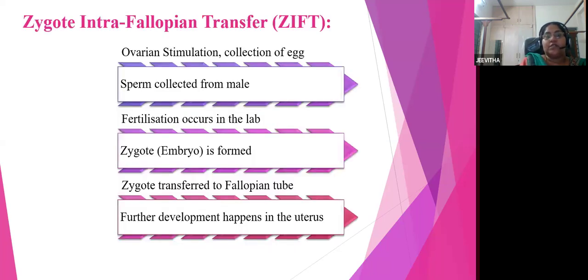Okay. Fifth, zygote intrafallopian transfer. Ovarian stimulation, the same process. The fertilization occurs in the lab. Your zygote or embryo is formed and transferred to the tube. The further development happens in the uterus. Here, the zygote is transferred, not the gamete.